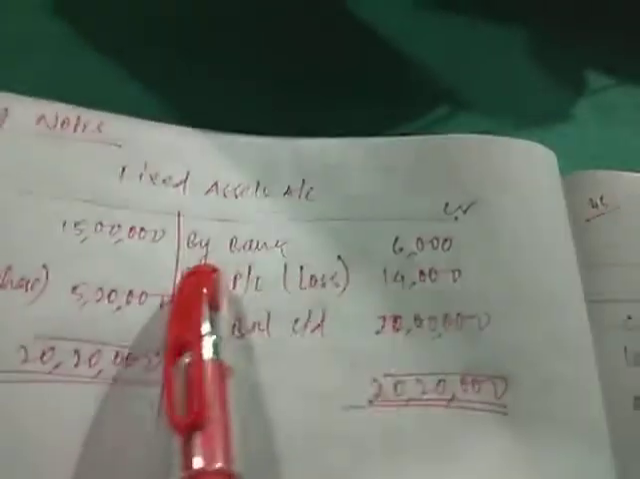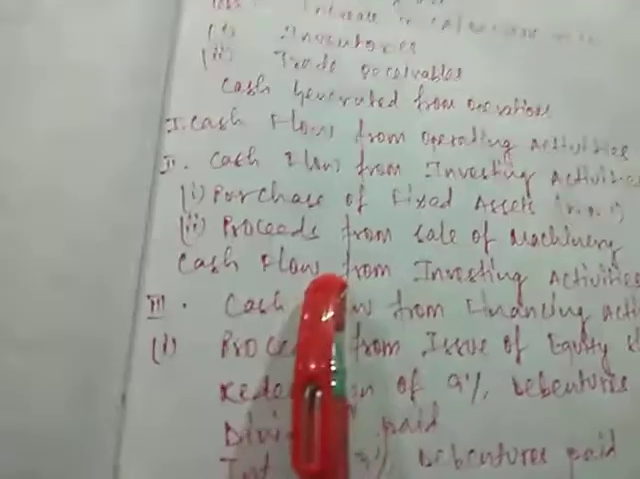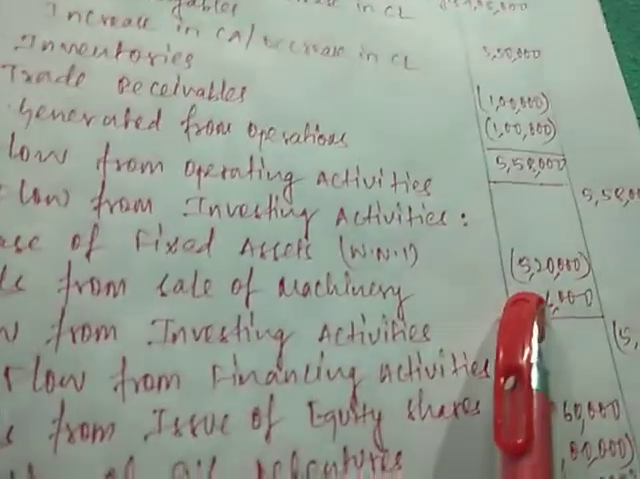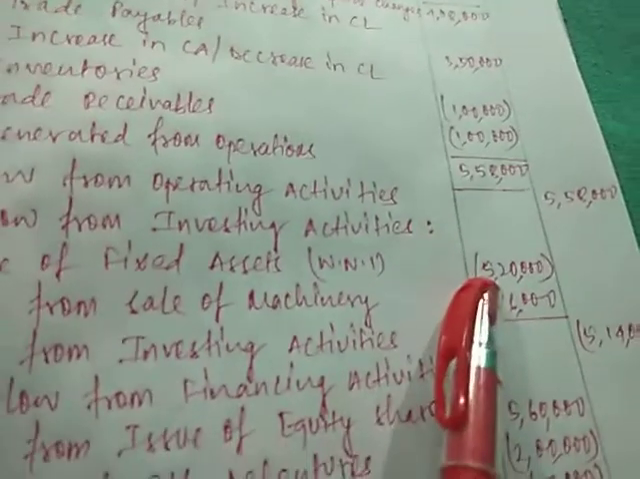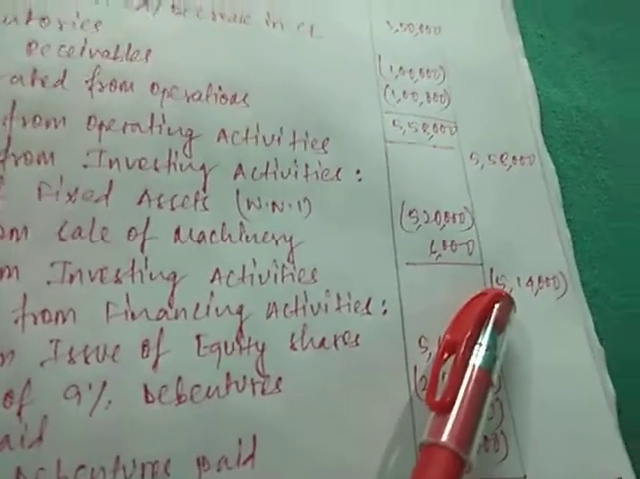Next, proceeds from sale of machinery. One machinery you have sold for rupees 6,000. It has resulted in a cash inflow. So it is written proceeds from sale of machinery 6,000. Negative 5,20,000 and positive 6,000. When you add these both, you come to 5,14,000.